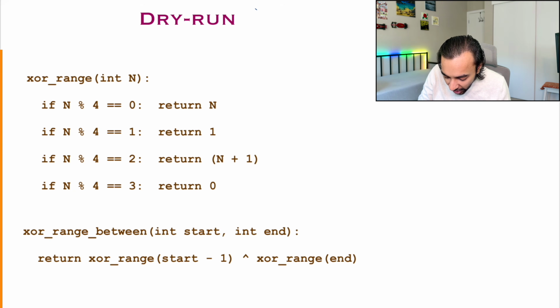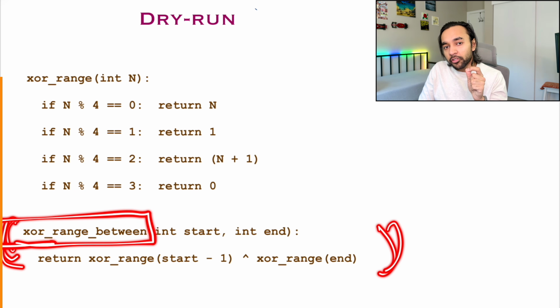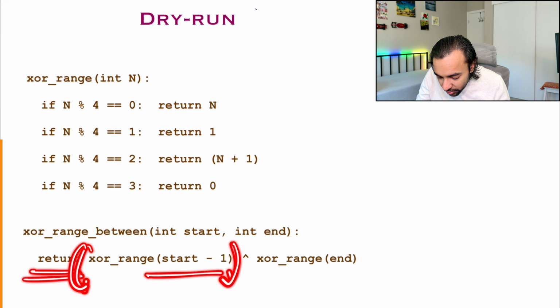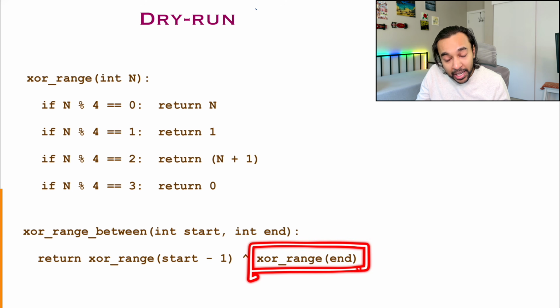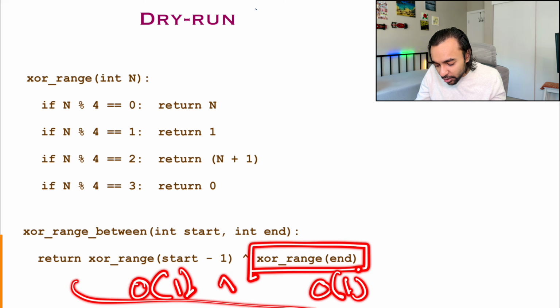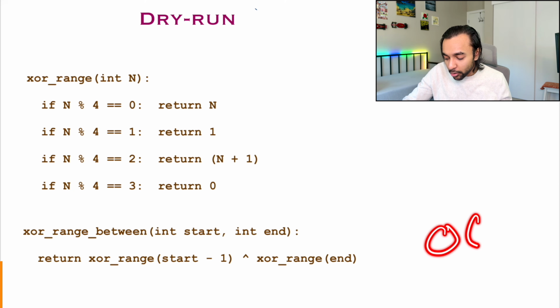Now, you have to write a new function, XOR range between. This function accepts two parameters, the start number and the end number. And how do you find the answer? You simply return the XOR of range from start -1, which works in constant time, XORed with the XOR of range numbers up till end. This again works in constant time. So you have two functions working in constant time and you're XORing between them. So the time complexity of this entire method will just turn out to be order of 1.